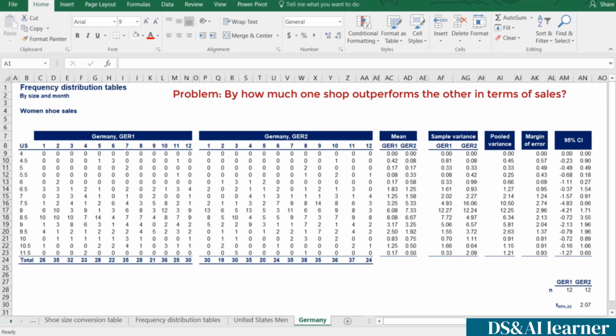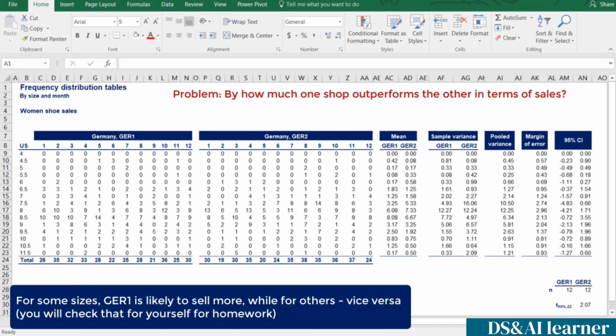While it seems like we have no great insight, that's not entirely true. The confidence intervals that we got are not consistently in favor of one shop having higher sales or the other. This is evident from the fact that some of them are mostly negative, while others are mostly positive. That is to show that for some sizes, GER1 is likely to sell more, while for others, vice versa.